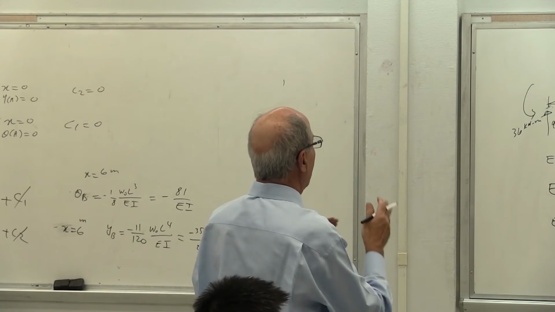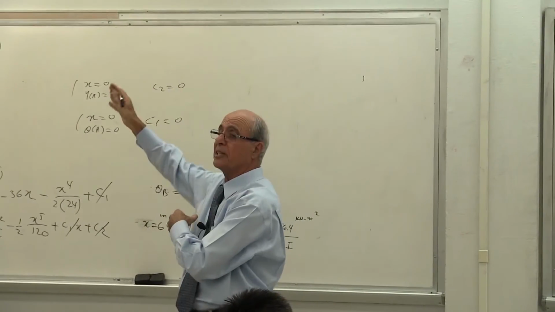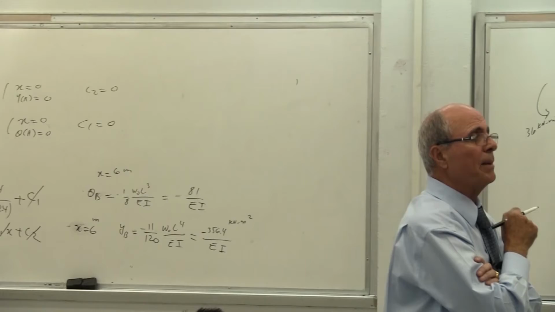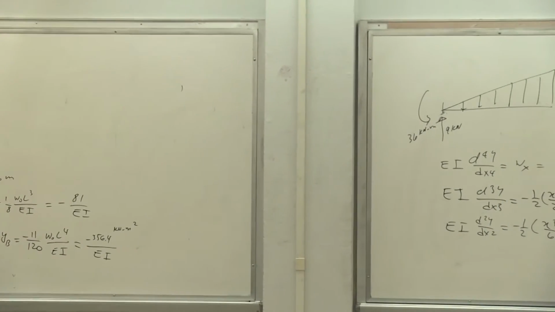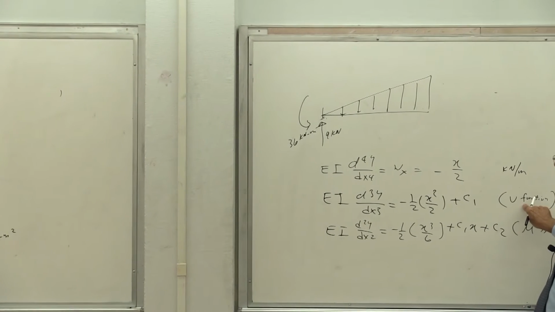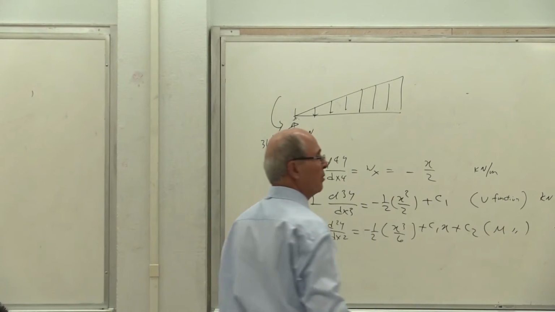So here I had 2 options. I could have started like that, because I could write M as a function of x. If I cannot write M as a function of x, then I go with this method. Is that correct or not? Here, automatically, this is my shear function. This is my moment function. What's the value of C1?